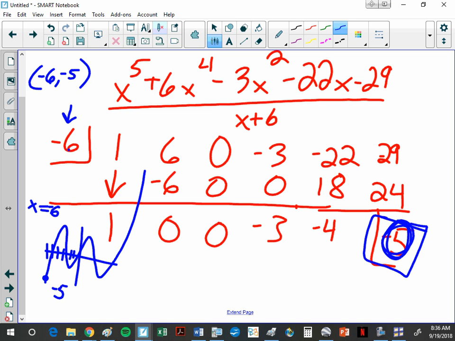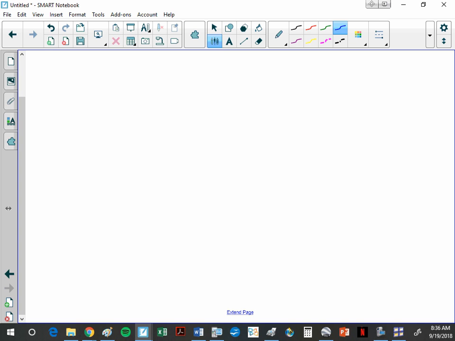Okay, so look at number 1. It says evaluate each function at the given value. We want to know where is the y value when x equals 2? Well, all we have to do, we could just plug it in, right? So plug in 2. 2 to the third is 8. -8 plus 12 is 4. Minus 7 is -11. Okay, but we're going to do the same thing using division.